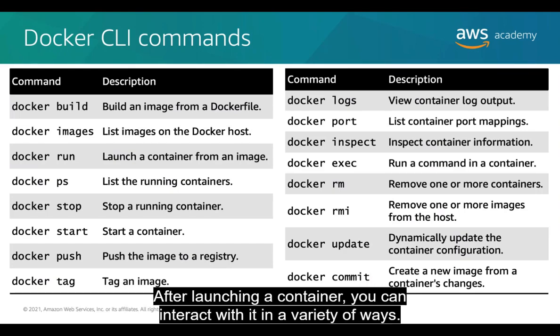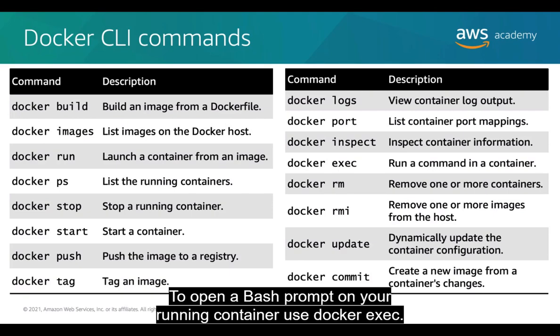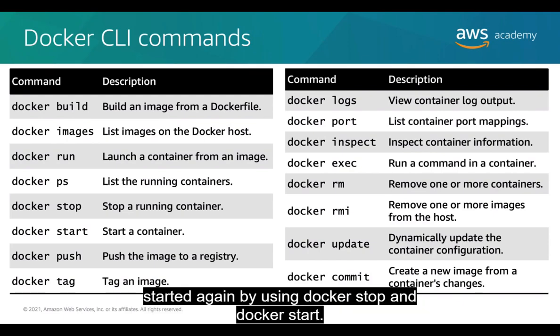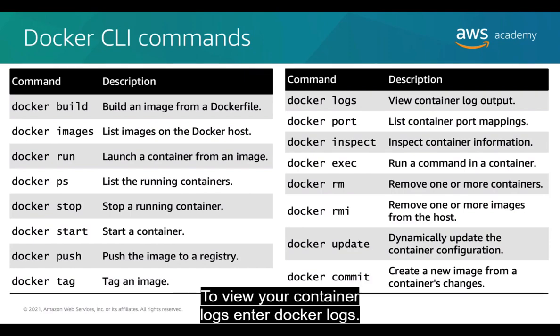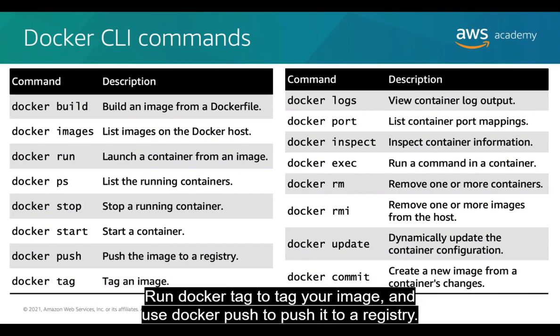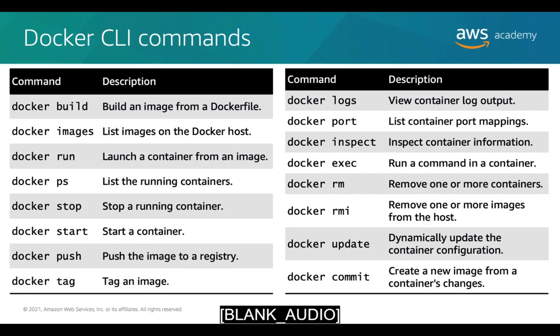After launching a container, you can interact with it in a variety of ways. To open a bash prompt on your running container, use docker exec. You can also stop a running container and start it again by using docker stop and docker start. To view your container logs, enter docker logs. To list the port mappings for your container, run docker port. Run docker tag to tag your image, and use docker push to push it to a registry.